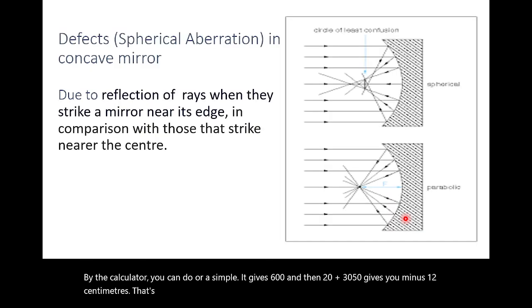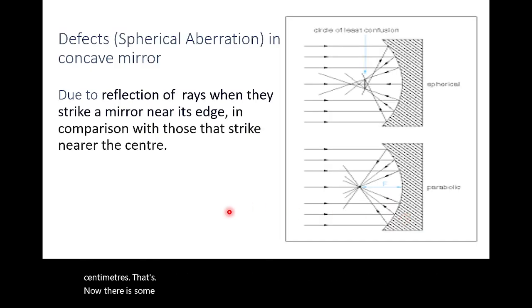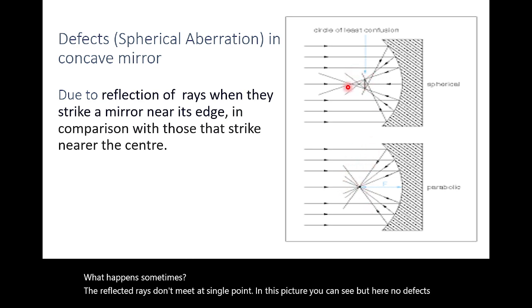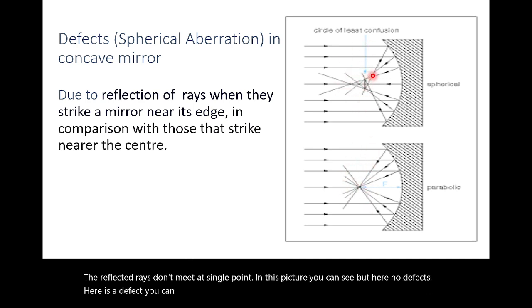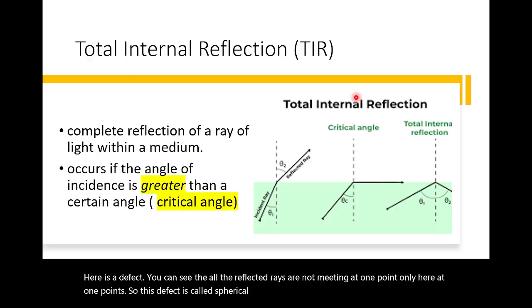Now, there are some defects in spherical mirrors. One is called spherical aberration. What happens sometimes is that the reflected rays don't meet at a single point. In this picture you can see no defects, but here is the defect. You can see all the reflected rays are not meeting at one point, only here at one point. So this defect is called spherical aberration.